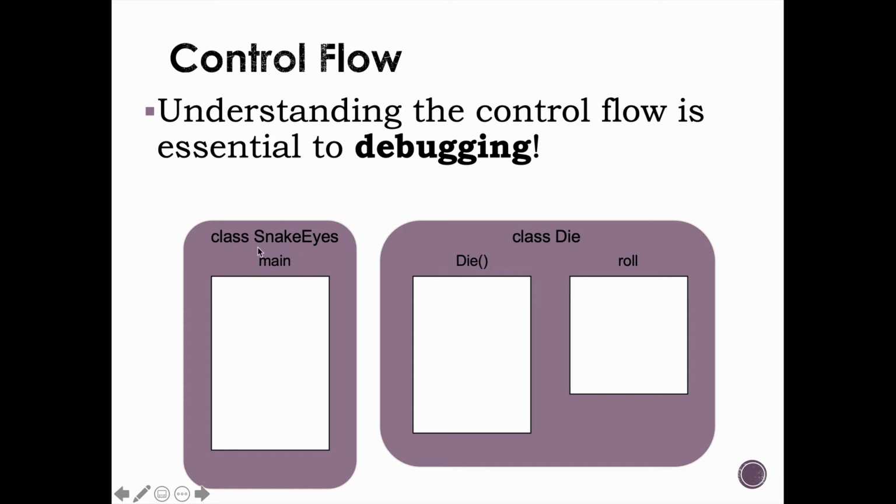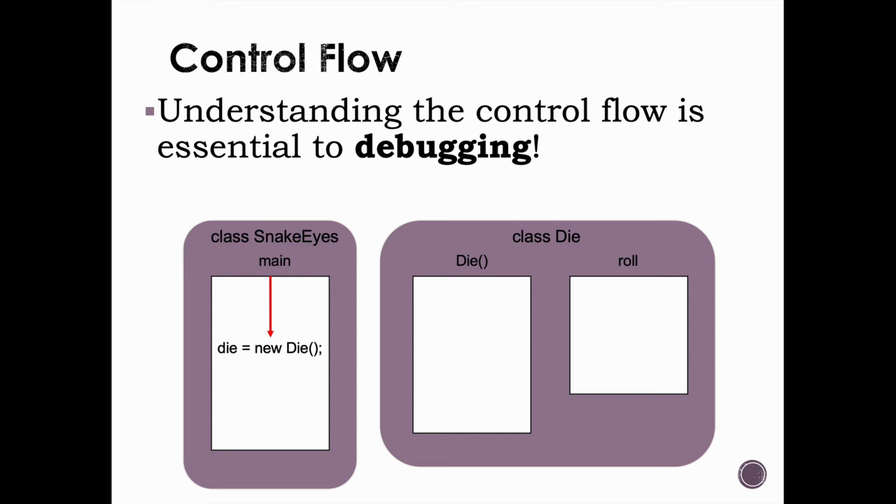So if we were to run the program on Snake Eyes, then the execution would start from the first line of the main, and it will proceed until either it ends or it finds a call to another method or a constructor that happens to be in this file or in another file.